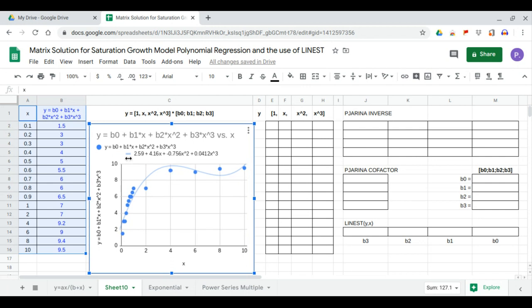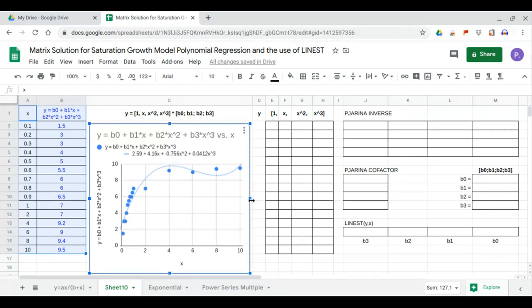and the equation is y equals 2.59 plus 4.16x minus 0.756x squared plus 0.0412x cubed. So our B0 is 2.59, B1 is 4.16, our B2 is negative 0.756, our B3 is 0.0412. We'll calculate this using the matrix solution and the LINEST function.